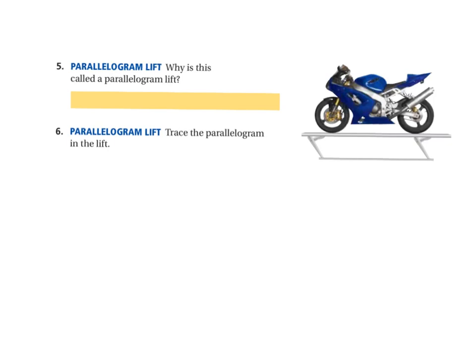Well, let's look at it. If you look at the two sides, we have the top side and the bottom, which form a parallel set of lines. And then you have the left side and the right side, which form a parallel set of lines. So it's a parallelogram lift because it has two sets of parallel lines.